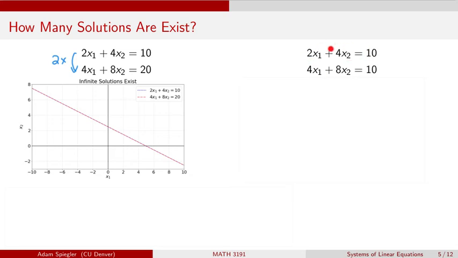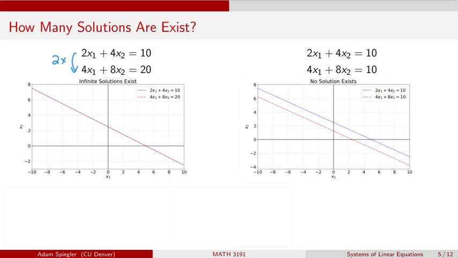In the second system over here, we now have multiplied the coefficients by 2, but we have the same constant of 10. When we plot these two equations, we'll see that these are two parallel lines, and in fact, they don't share any points in common. Any pair of coordinates that satisfies this top equation is not going to satisfy this second equation, because these are two different but parallel lines. So here's an example where no solution exists.